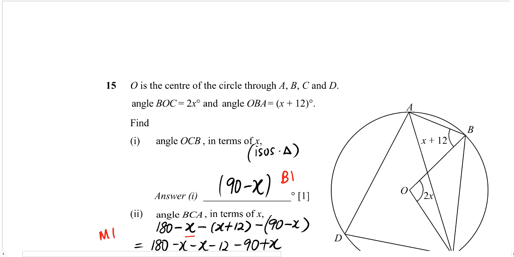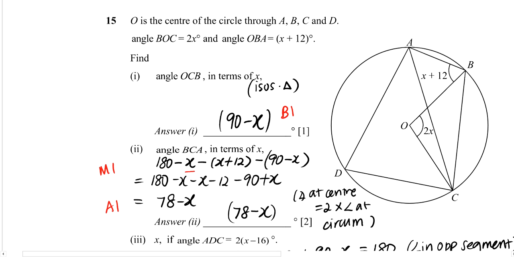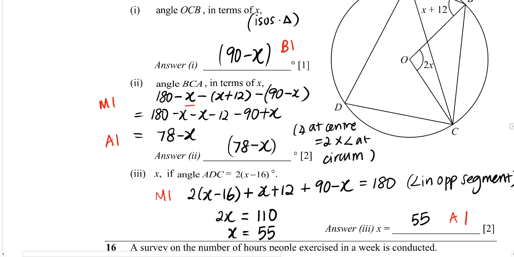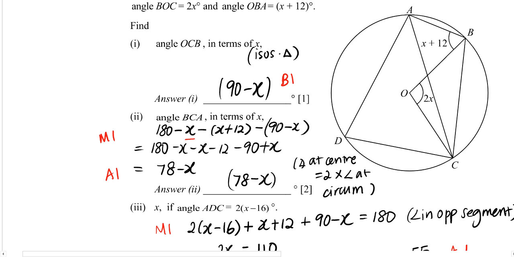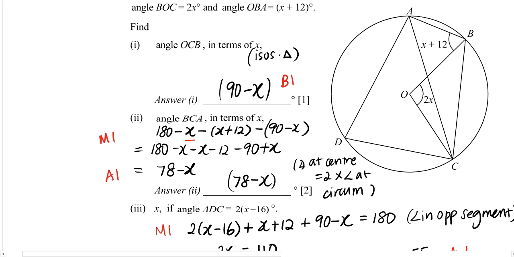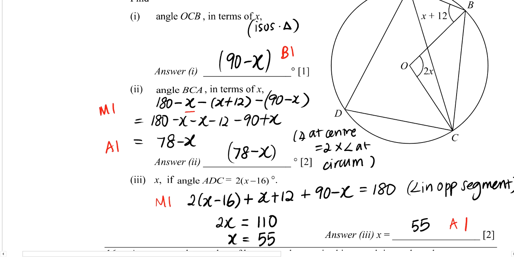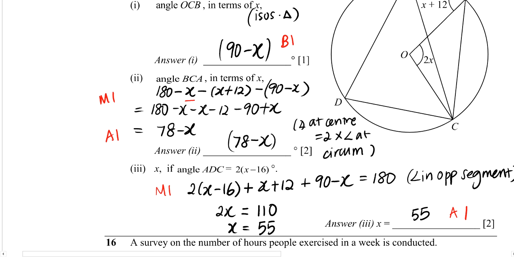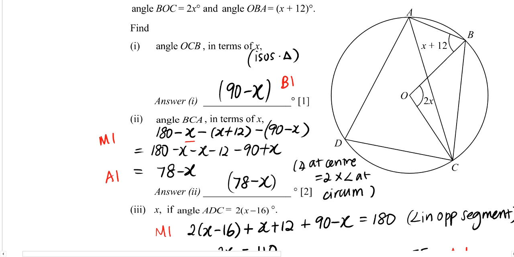Okay, 15 part 1, 90 minus x. Part 2, 78 minus x. Need help? Please sound out. Who needs help for part 1? None? Part 2, BCA in terms of x.